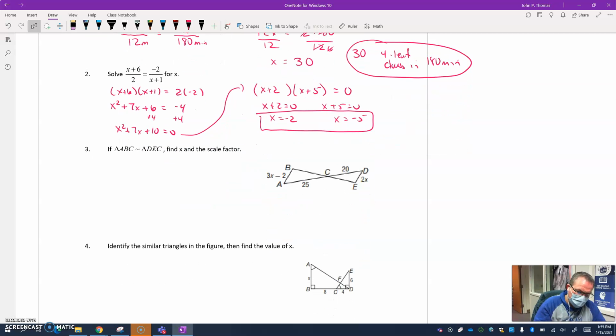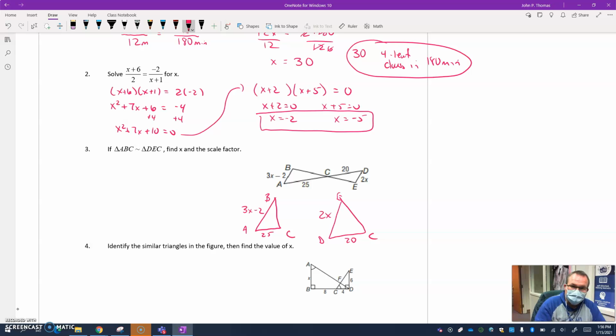Alright, when I go to number 3, we've got ABC is parallel to DEC. Alright, and we want to set this up. So usually what I'll do is I'll actually draw the 2 triangles separated out. And I'm going to do A, B, C. And then the other triangle, D, E, C. So I'm going in the same order so that corresponding spots are really easy to see. All right, AB is 3x minus 2. AC is 25. And then on the other one, DE is 2x and DC is 20.